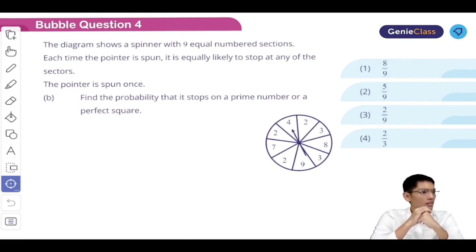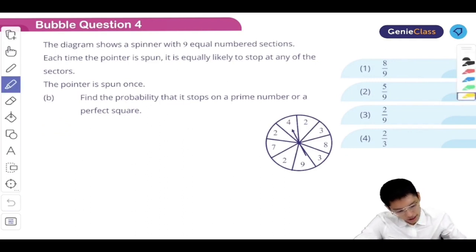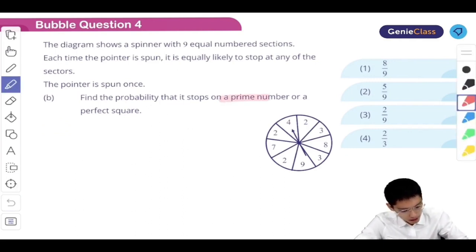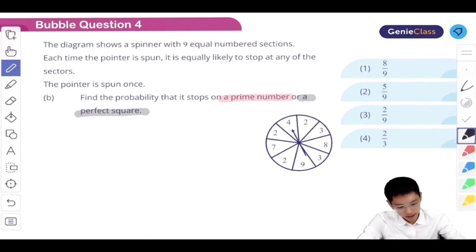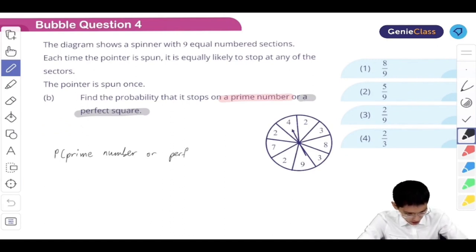All right, you guys are doing good. Again, label my events here. I want prime number or a perfect square. So what are my prime numbers? What are my perfect squares? Again, let me just write a few steps. So I'm writing prime number, in this case, or perfect square.